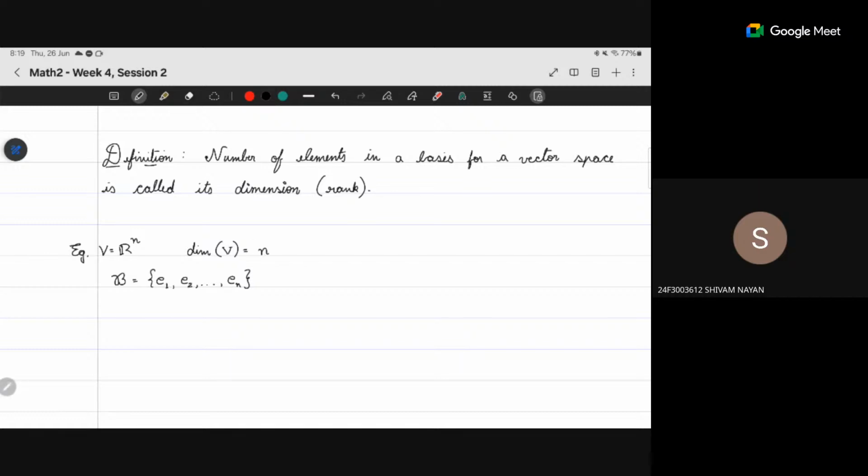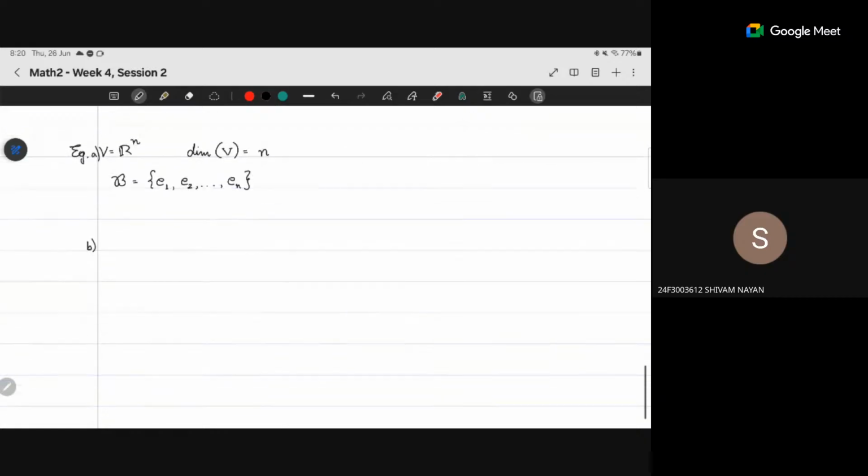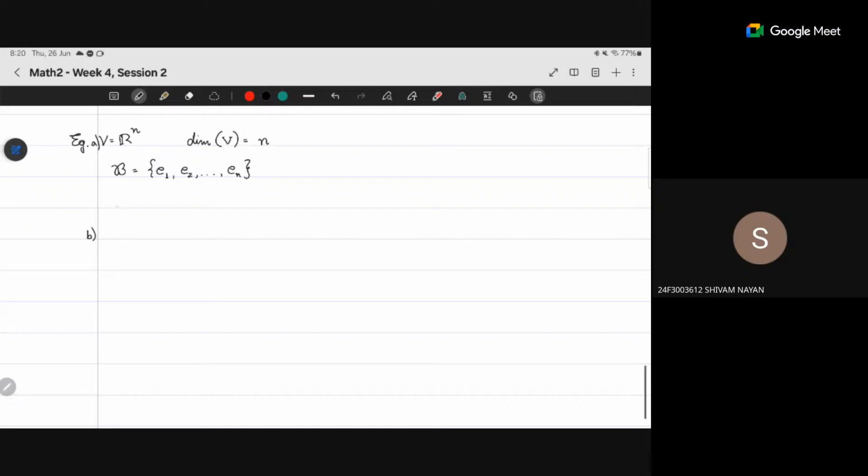In general, if you're given a vector space and you're asked for its dimension, what would you do? You try to construct a basis and count the number of elements in that basis. So let's try to do that for a couple more things. Let's say V is M2x3(R), the vector space of 2 cross 3 matrices. What is the dimension of this?